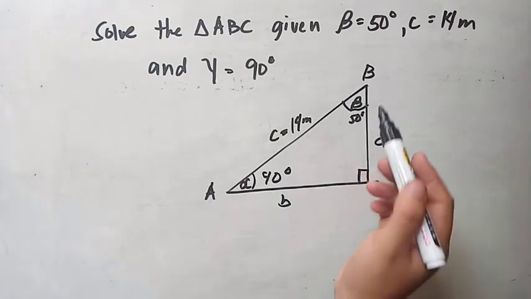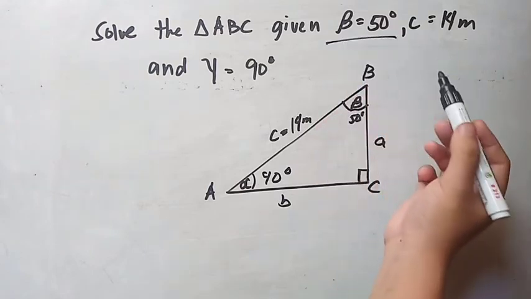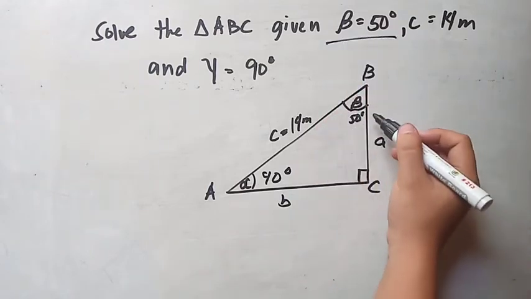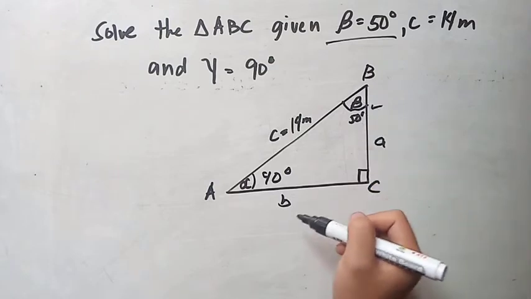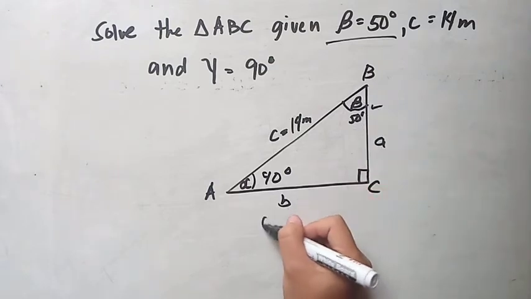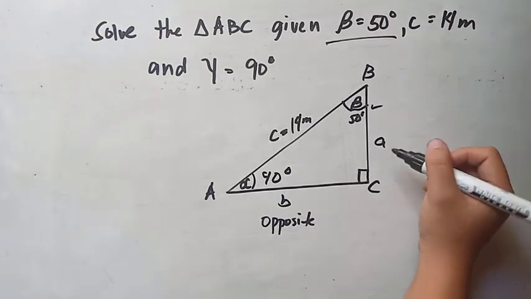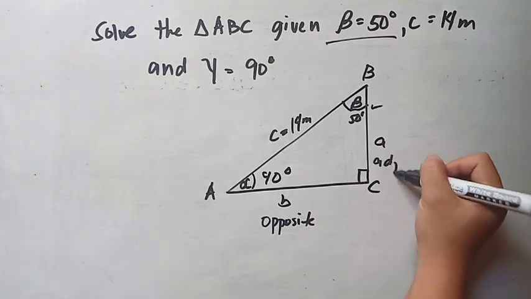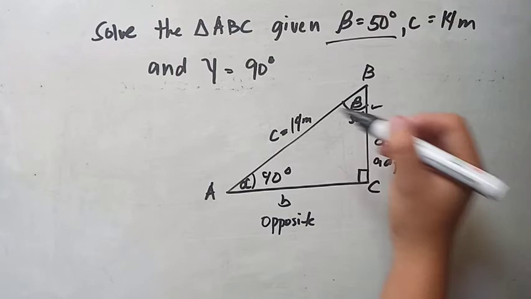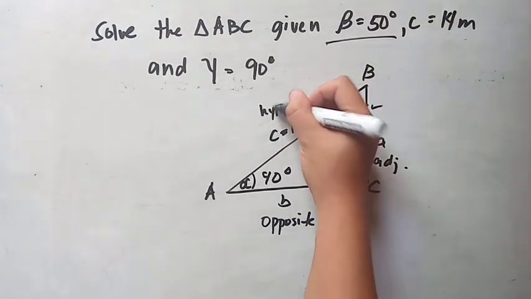Ang given kasi natin dito, class, is our beta, which is 50 degrees. So, ito yung given natin kanina. So, ang opposite side nito is yung B. So, this will be our opposite side. This will be our adjacent side. And, of course, this is our hypotenuse.